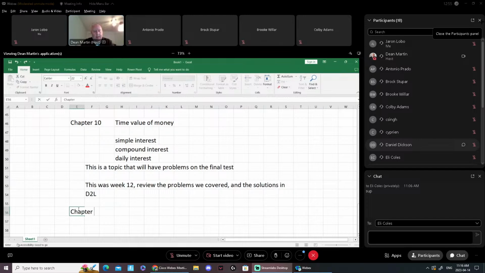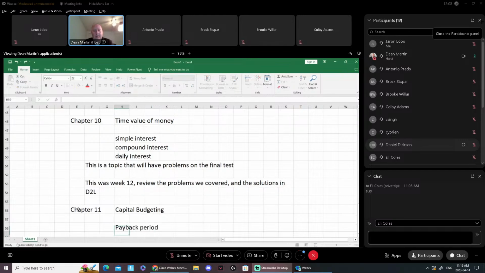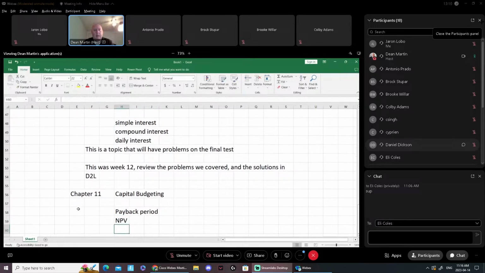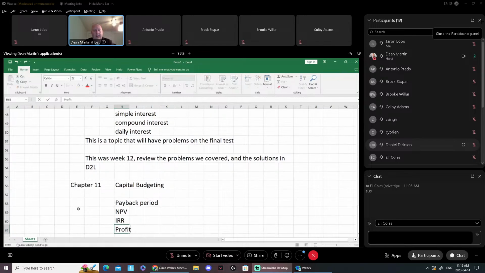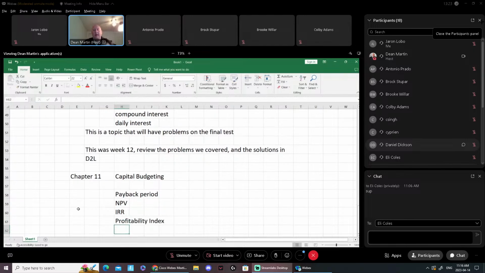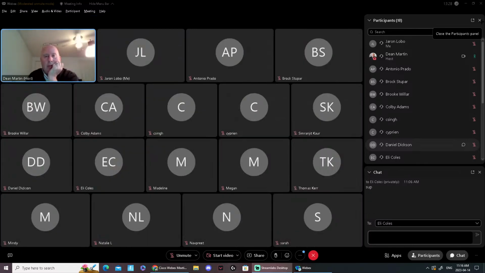Chapter 11 was capital budgeting. So here we had payback period, net present value. We had internal rate of return, and we had the profitability index. One of these you don't need to know. Can anyone tell me which one? One of those four capital budgeting mechanisms we don't cover.